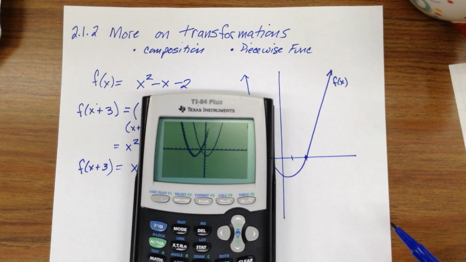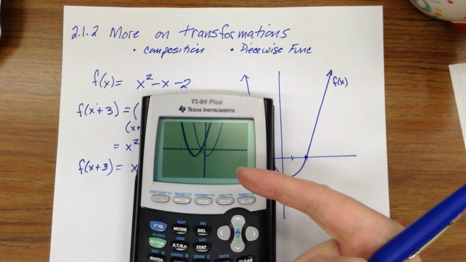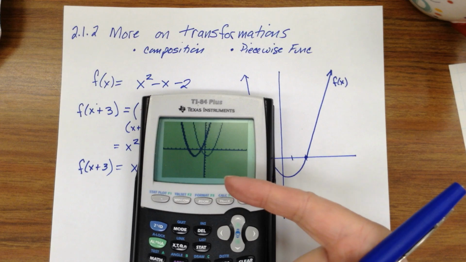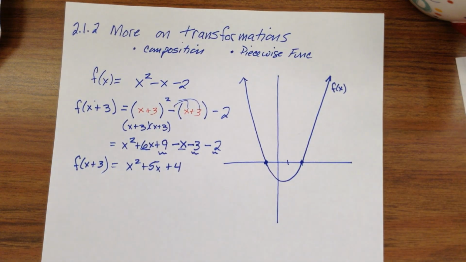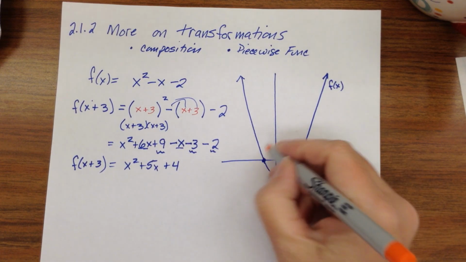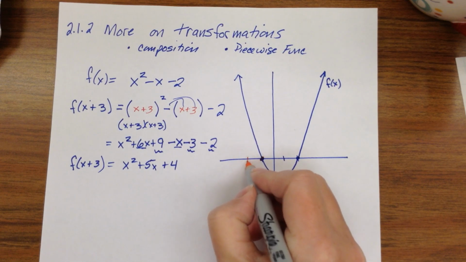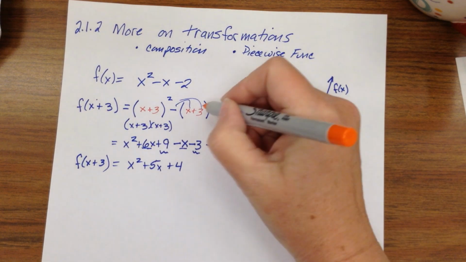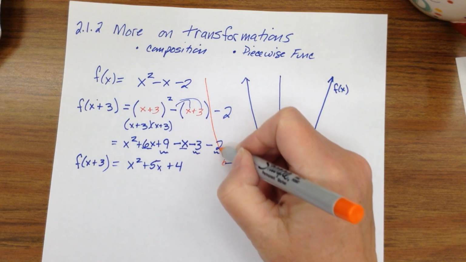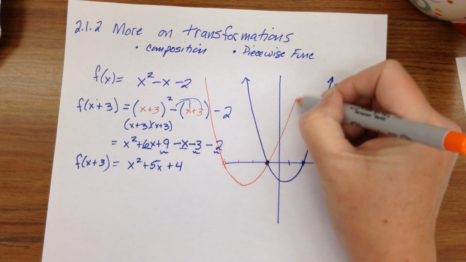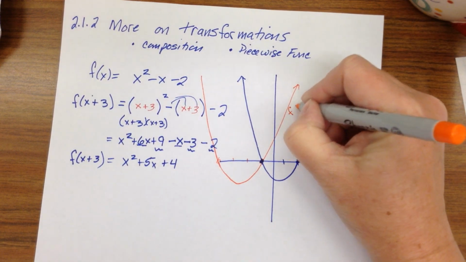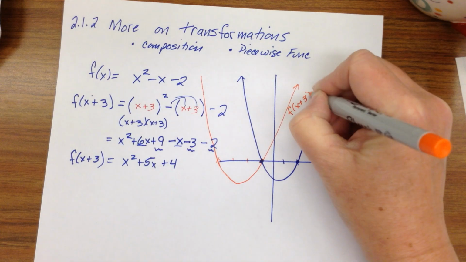So there's the original. Oh, look, it's the exact same shape, but it's moved left 3. Check it out. If I take this point and move it 1, 2, 3, and then move that point 1, 2, 3, this is f of x plus 3.